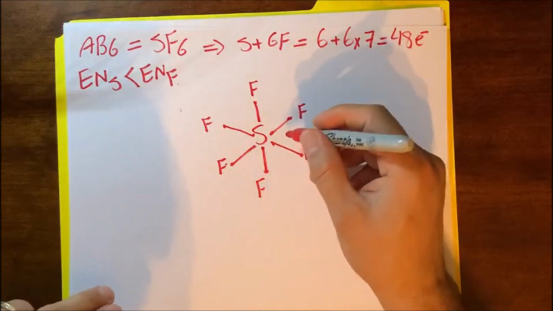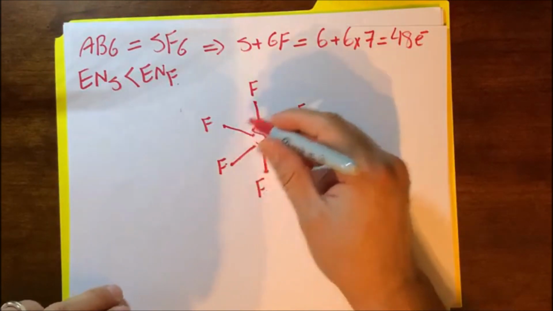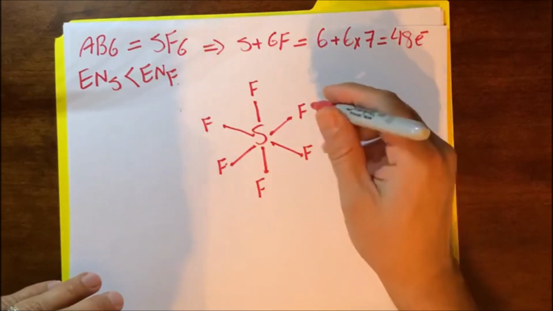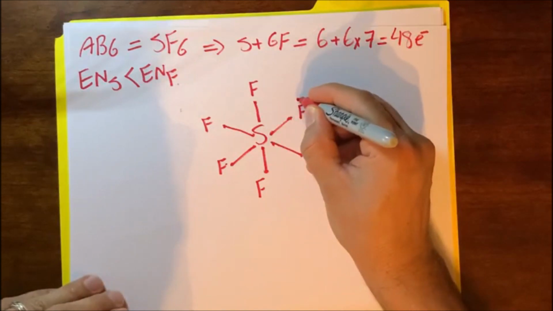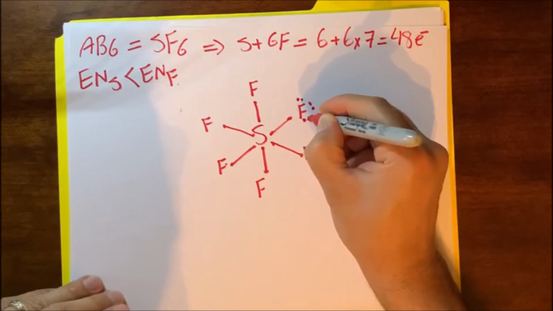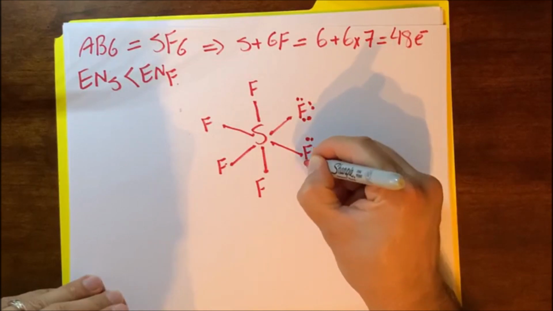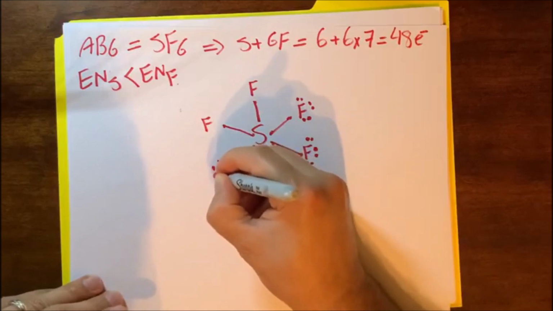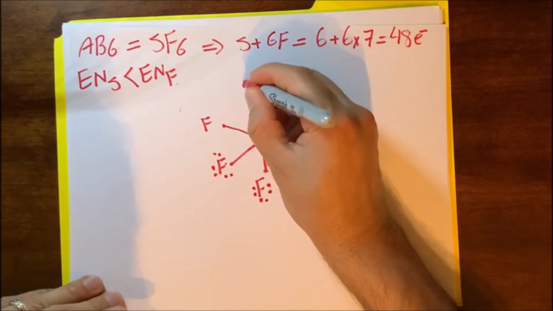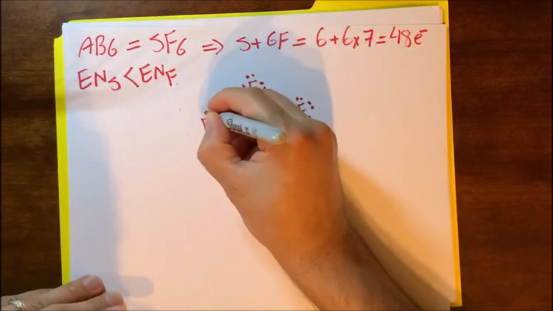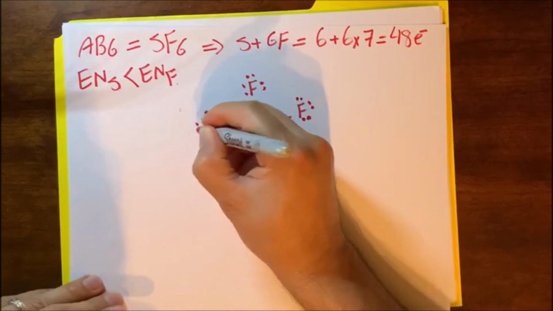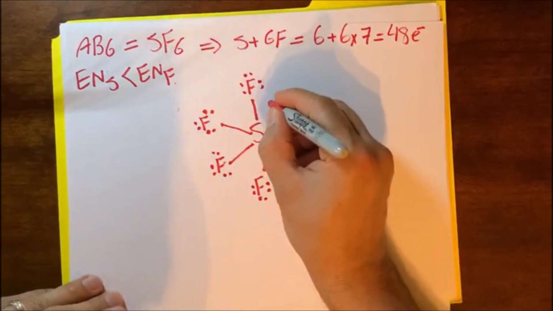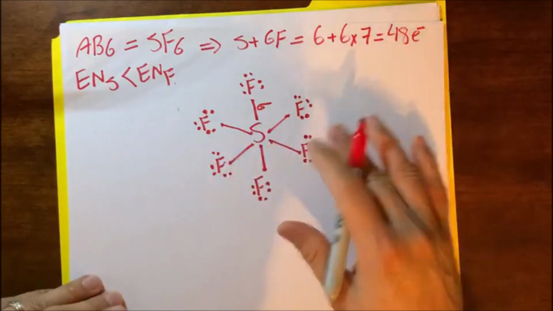Bond angle between all of them will be 90. But before we talk about the bond angle, let's show the rest of the electrons. Let's give each of the 6 fluorines an octet. So I use all the electrons to make 6 sigma bonds, and all fluorines are octet now.